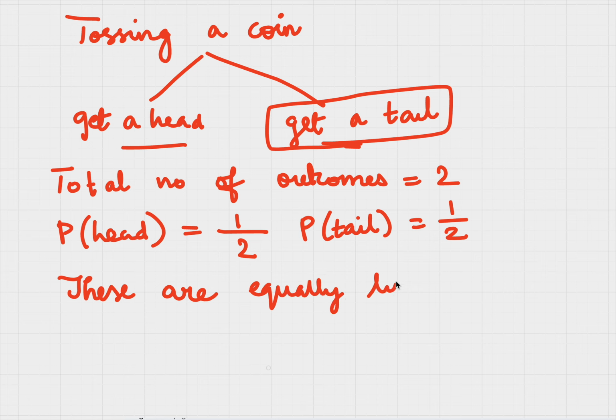These are equally likely events. In equally likely events, the chance of getting one event is equal to the chance of getting another event. That means the probability of one event will be equal to the other event.